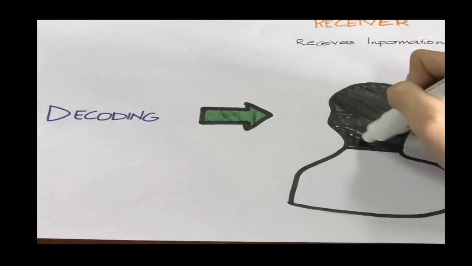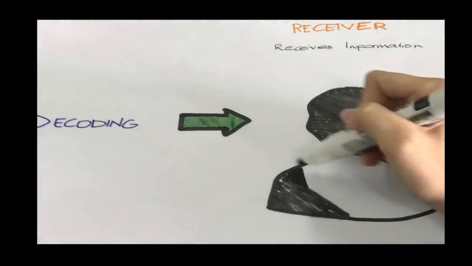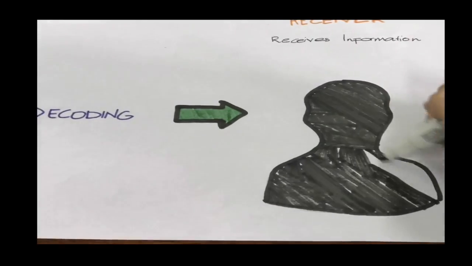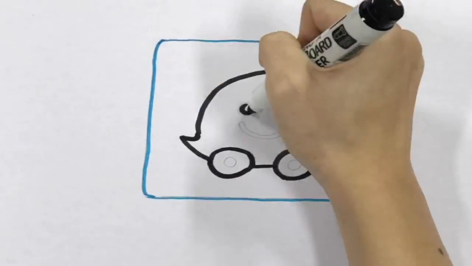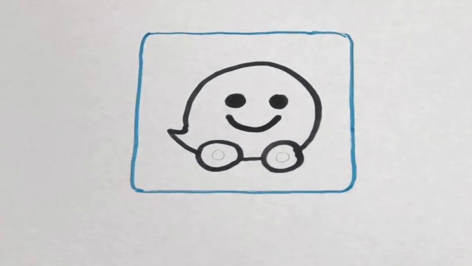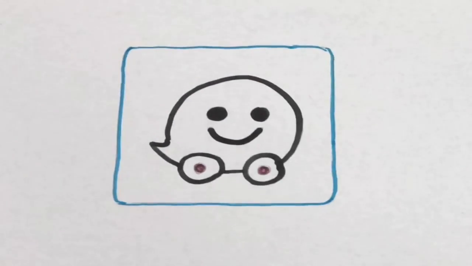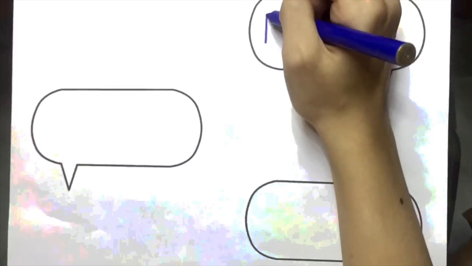Decoding. Decoding is the process of interpreting symbols and converting them into mental images. For instance, the Waze application in your phone provides you with directions that enables you to create strategic routes in your head, thus creating a map that will show you the way.